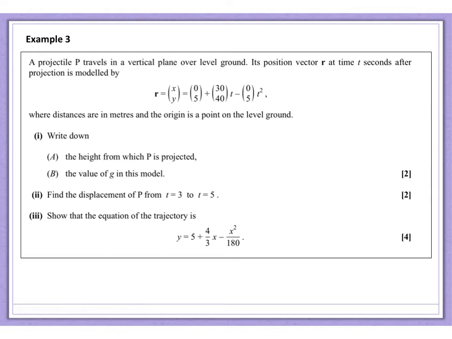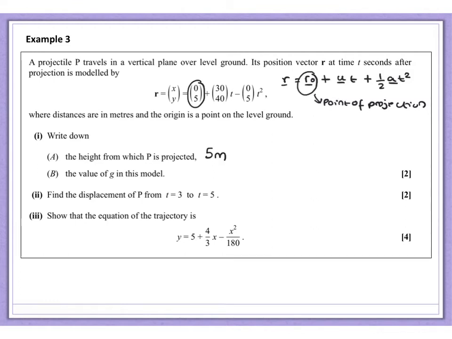Now, this equation here takes the format r equals r0 plus ut plus a half at squared. It's a vector suvat equation when the point of projection is not the origin. So the initial point of projection is not 0, 0. So at time t equals 0, the particle is at the point with position vector r0. So the point of projection is 0, 5. So the height from which P is projected must be 5 metres above the ground.